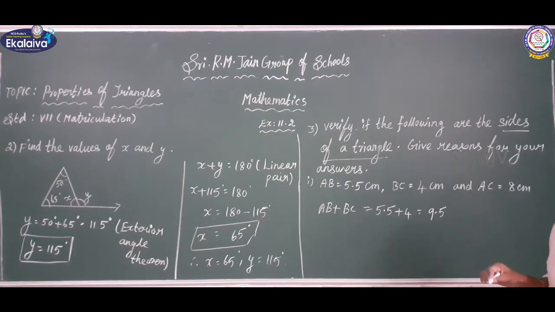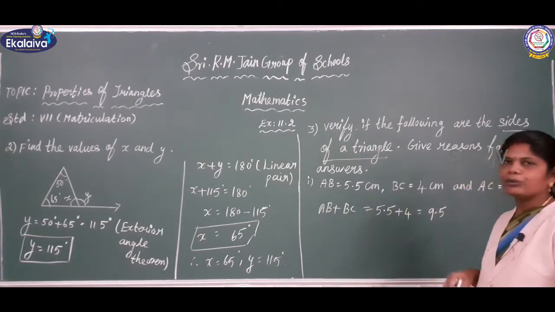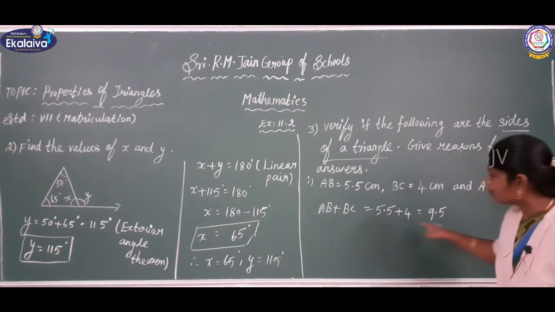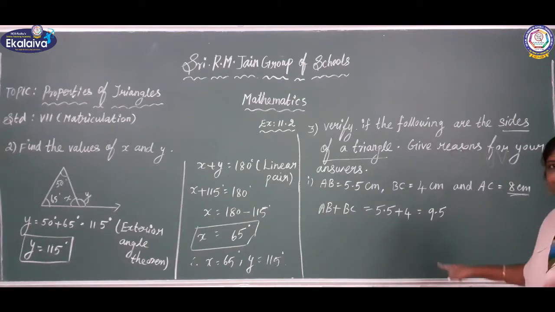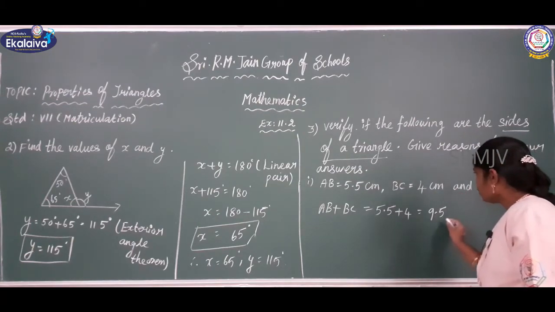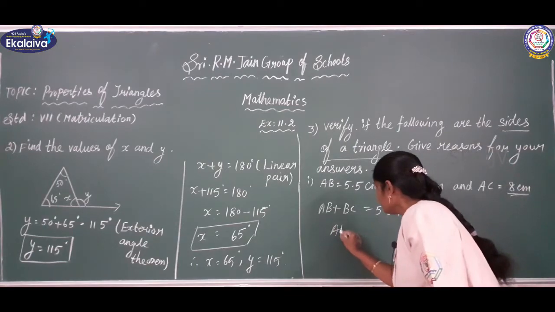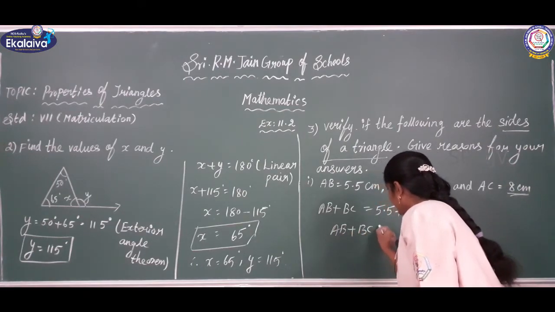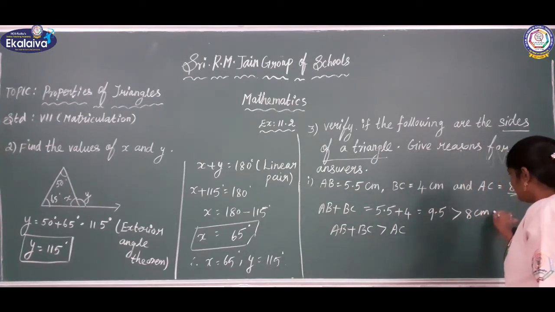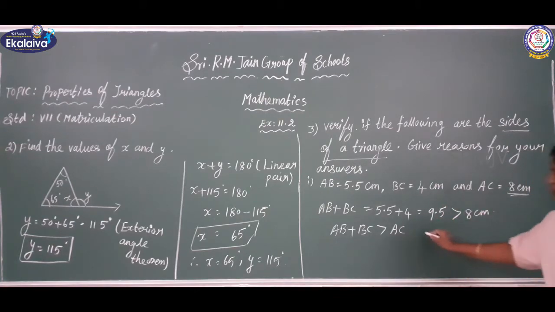Okay, totally we have 3 sides. What I did here, I added the 2 sides and I am going to compare this value with the other side. Okay, so here 8 is there. Now compare this, which is greater. The sum of the 2 sides is greater. Okay, the sum of any 2 sides of a triangle is greater than the third side. It satisfies that property. So AB plus BC is greater than AC, because this is greater than the 8 centimeters. So the first one is satisfied.